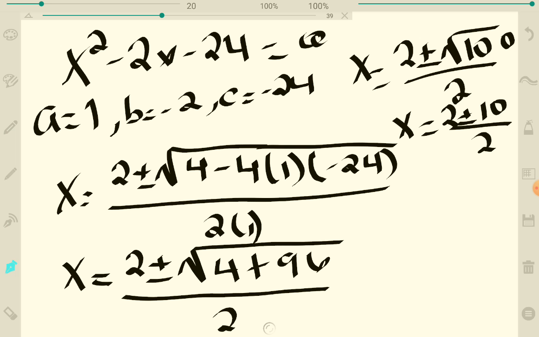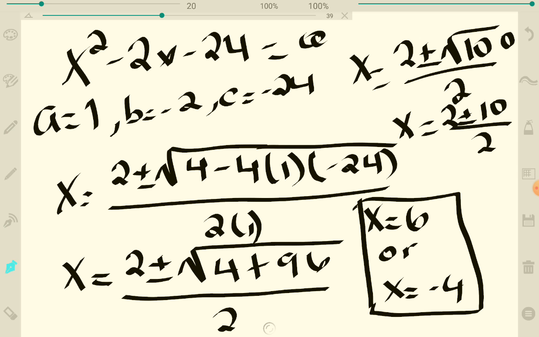And once we get that, we add and subtract. So when we add, x equals 6, or when we subtract, x equals negative 4. And these would be our two answers that we get from this problem.